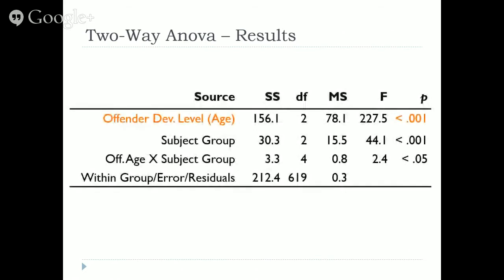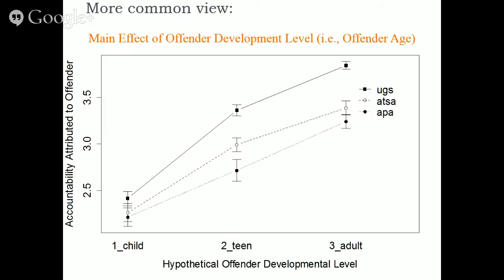So let's talk about how we interpret this offender developmental level or age effect. So the main effect of age, how do we see that in the graphs and how do we understand it? Let's look back at this graph again. We see the means as they are. The effect of age is just, irrespective of what group you're in, do accountability ratings vary according to the different ages of the offender? So are there different mean accountability ratings for children and for teenage offenders and for adult offenders? We can look at the graph and see that yes, there certainly appear to be.